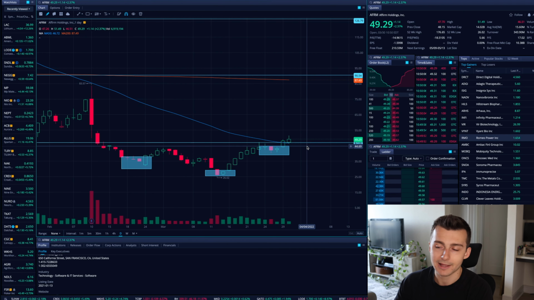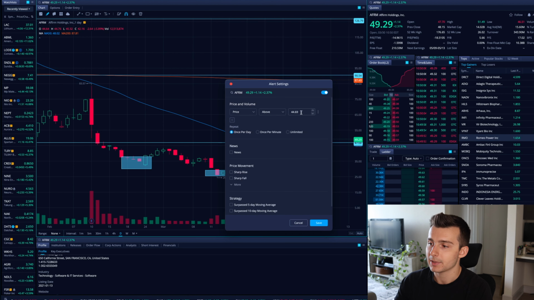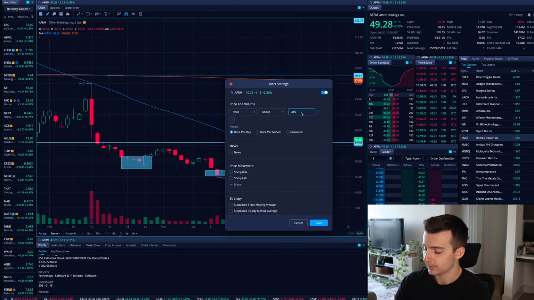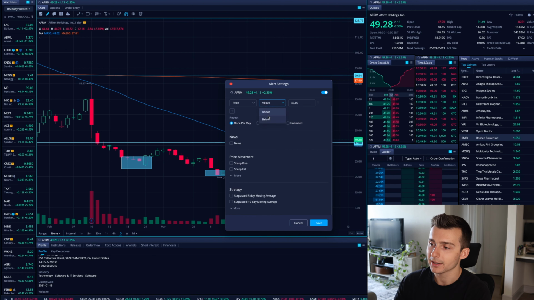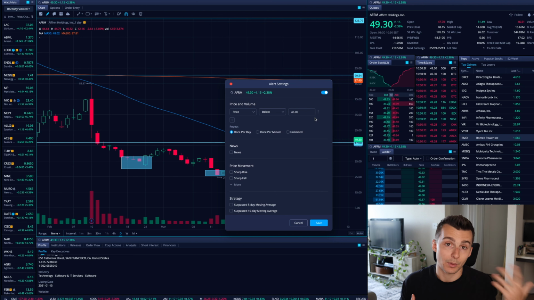And all I'm going to do is go on my platform. I'm going to just control click and go create alert. I'm going to type in the price point. You know, if Affirm comes back below 45 bucks, then I want to get alerted, and it'll alert me, and I can come back and check on it. And if I've got to cut it, I got to cut it. If I want to stay in, I stay in.